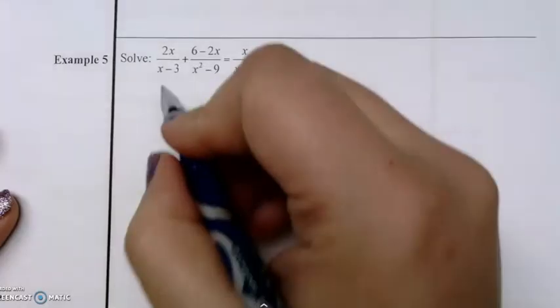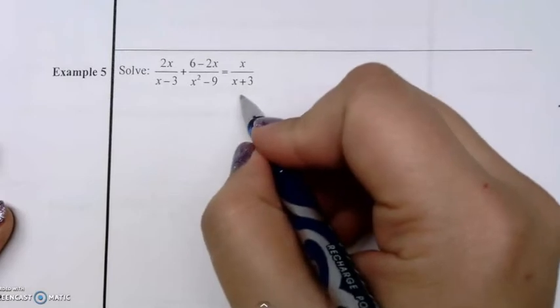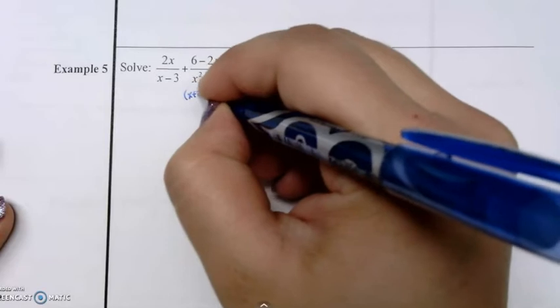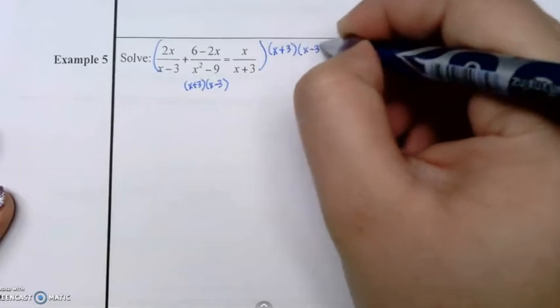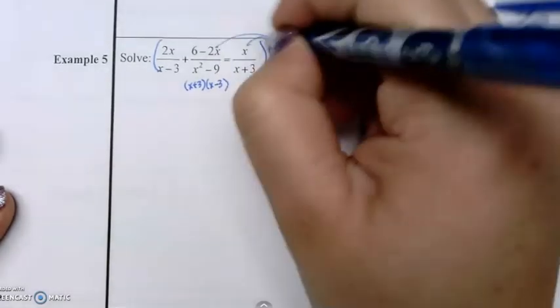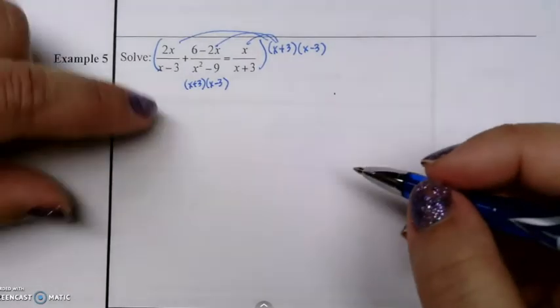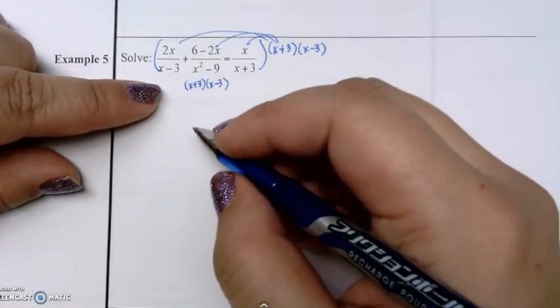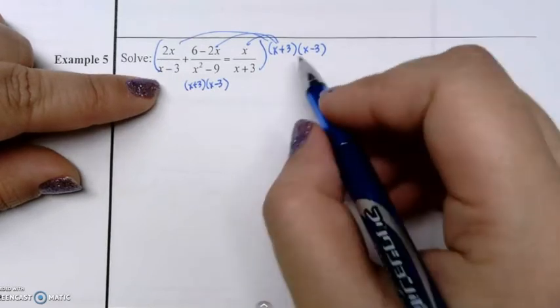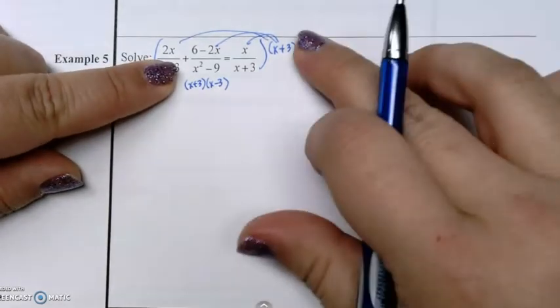For example 7, again, just like in the warm-up, we need to multiply by the LCD. So this one factors x plus 3 times x minus 3, multiplying everything by x plus 3 times x minus 3, which is my LCD, to each term. Okay, now I'm going to start skipping that middle step where I write out the distribution, and I'm looking at the x minus 3 will cancel.